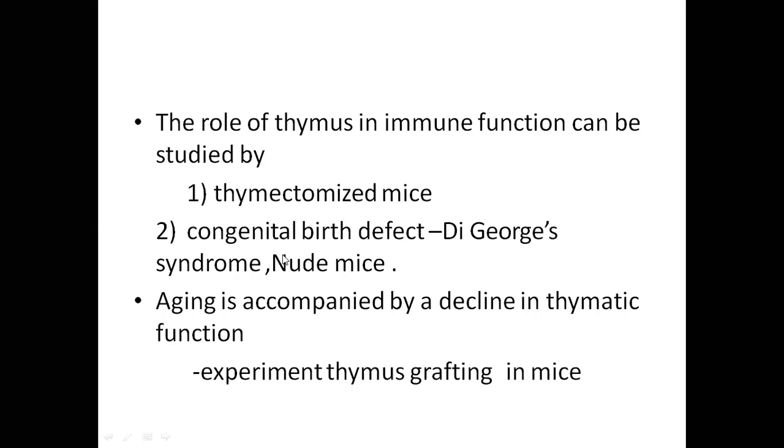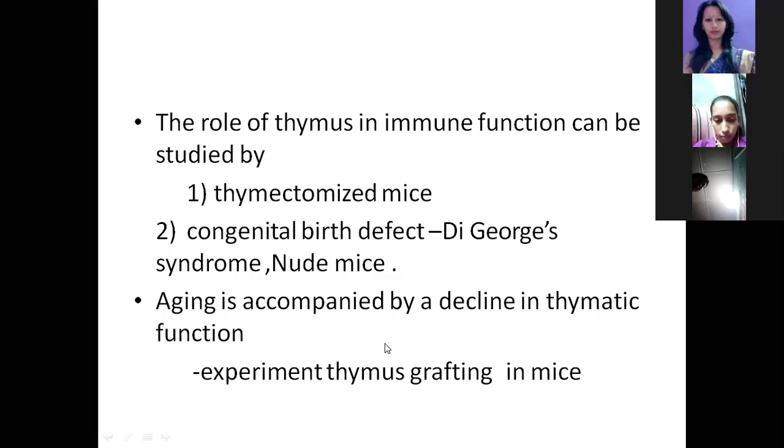They also found that in certain mice there might be a congenital birth defect. Congenital means when they are very small, during their birth, they might have some defect. That kind of defect is known as DiGeorge syndrome. In that kind of defect, the thymus is absent. So in those cases also, they found that mice whose thymus is already absent by birth, their immune system does not work properly. Then another point was found out that aging is accompanied by a decline in thymic function.